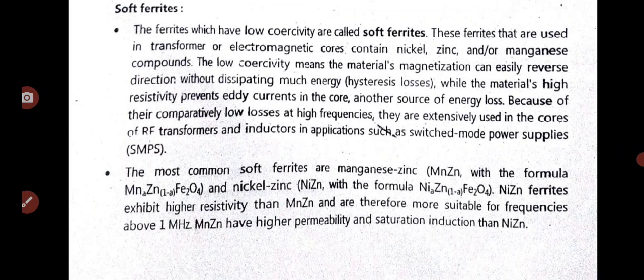Because of this, there are comparatively low losses at high frequency, and they are extensively used in the cores of RF transformers. Soft ferrite materials are used in transformers and inductors in applications such as switch mode power supplies. A common soft ferrite is manganese zinc, with the general formula MnAZn1-AFe2O4.